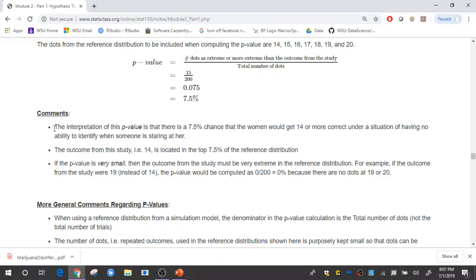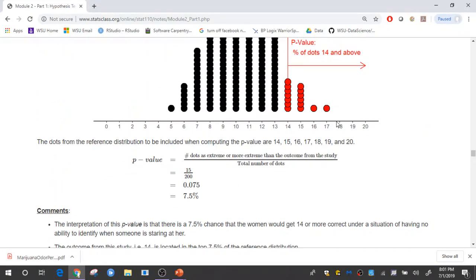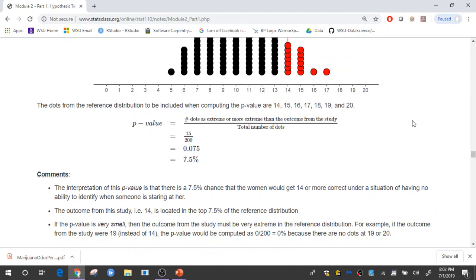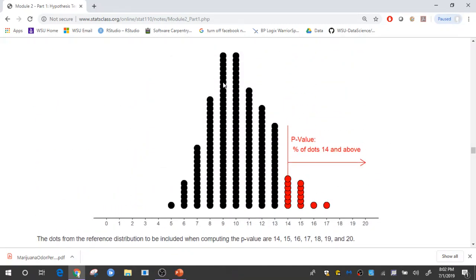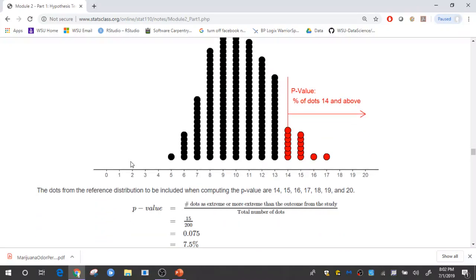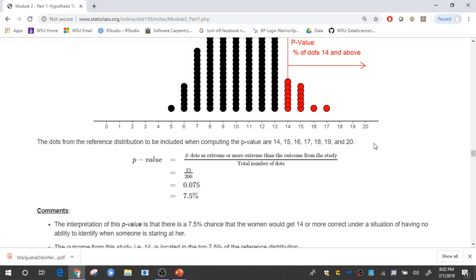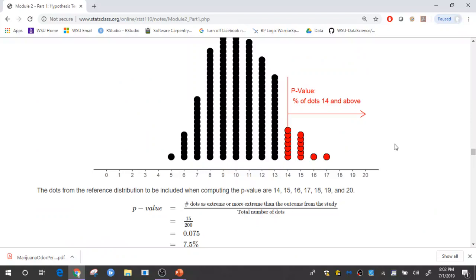What is the interpretation of this p-value? Well, there is a 7.5% chance that the woman will get 14 or more correct under a situation of having no ability to identify when somebody's staring at her. So again, this reference distribution is representing the no ability. So what's the chance that a woman will get 14 or more correct under that situation? And that's about 7.5%. The outcome from this study, or 14, would be located in the top 7.5% of the reference distribution.